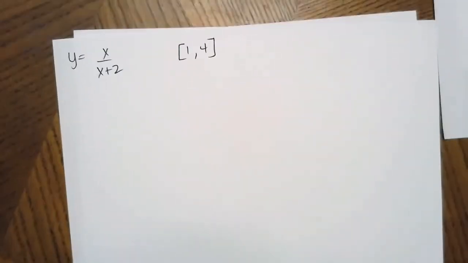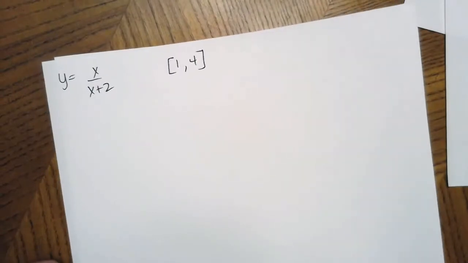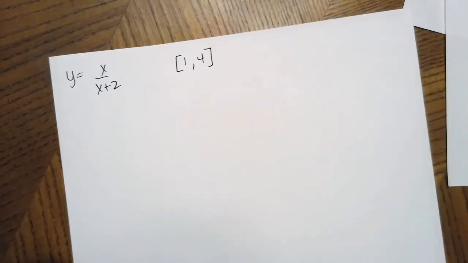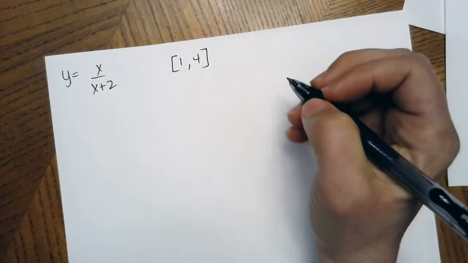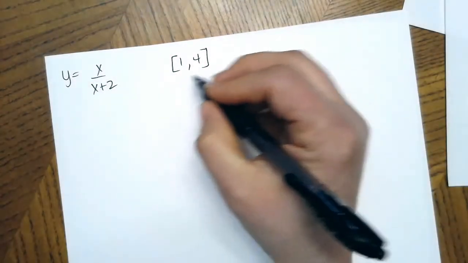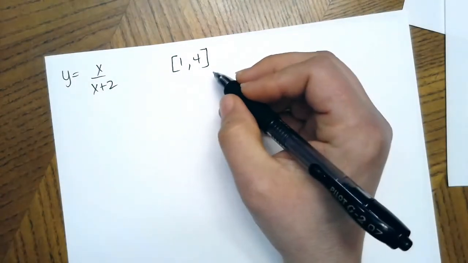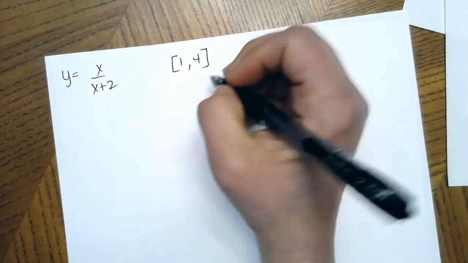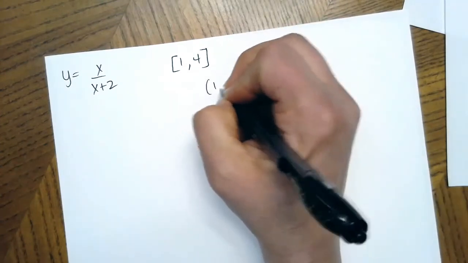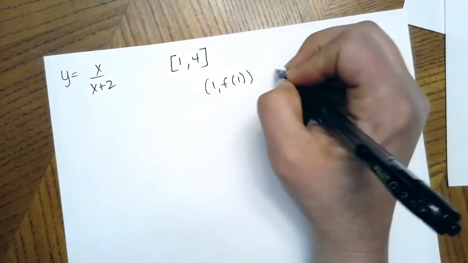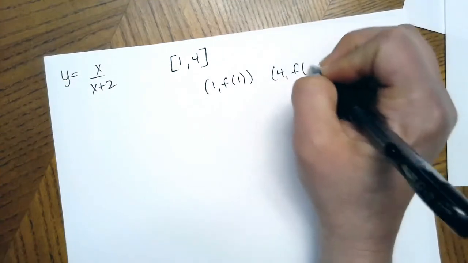All right, so one more. A little bit more algebraically complicated. So this time we're going to need to use the quotient rule when we find our derivative. So just to find the slope of the secant line that joins 1 and 4, right? The point 1, f of 1 and 4, f of 4, right?